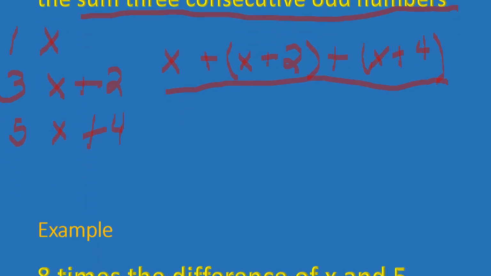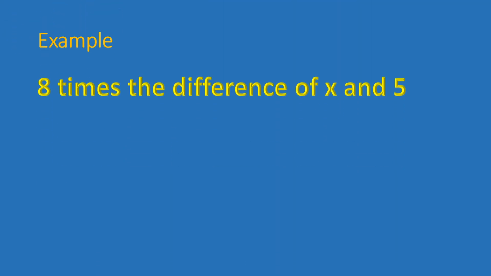I think this is the last one. We have 8 times the difference of x and 5. So we have 8. And then let's get the difference of x and 5. So we have parentheses x minus 5. So therefore, there is a multiplication, 8 times x minus 5. And here you see the difference of x and 5.